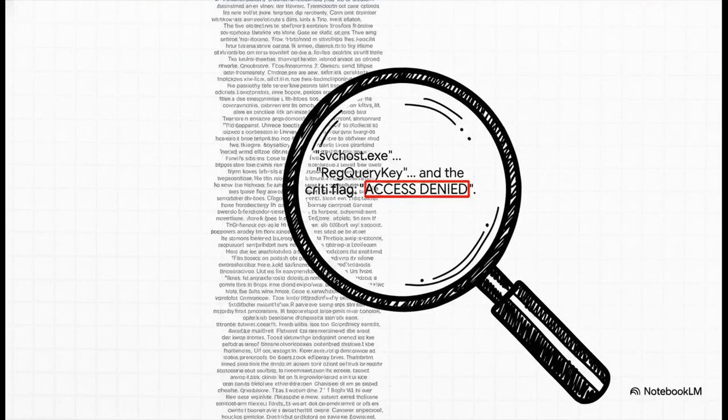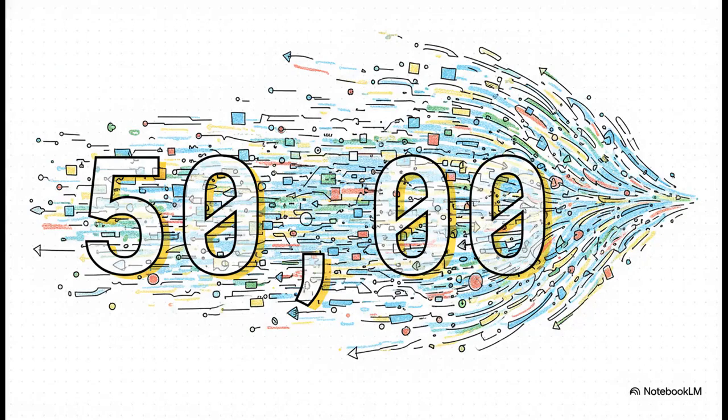So, take a look at this. This is just one single line from a system log. Now, if you know what you're looking for, there are definitely clues here. You got svchost.exe, reg query key, and the big one, access denied. But let's be honest, for most of us, this is pretty much just digital gibberish. And that one line, it's just the beginning.